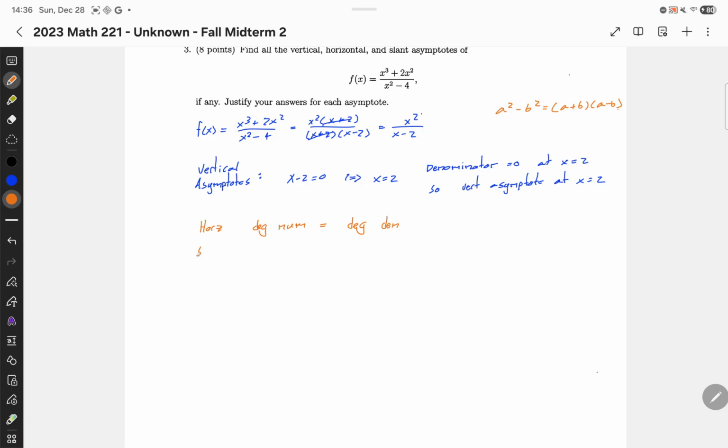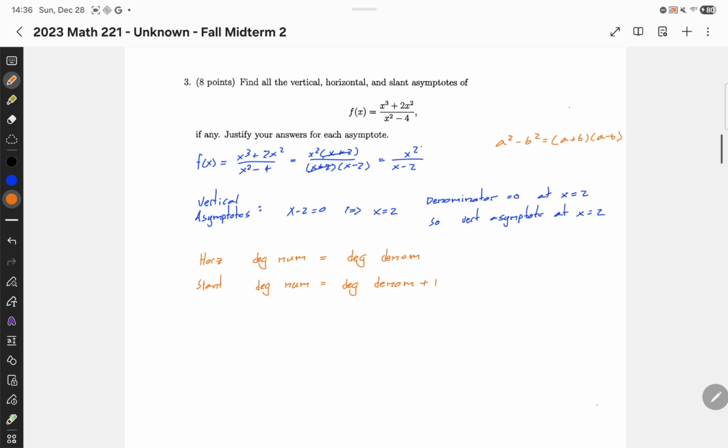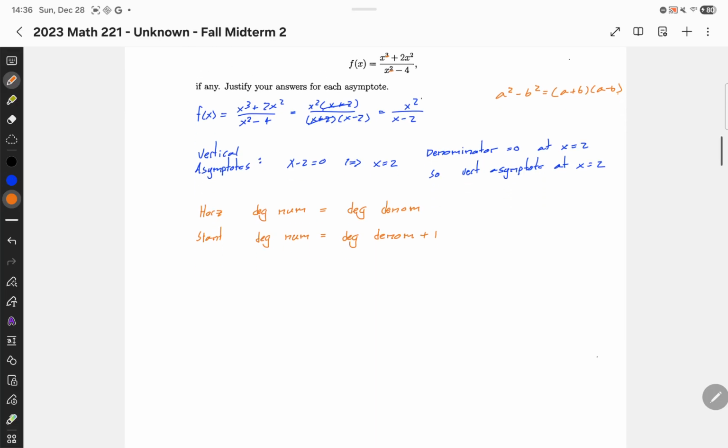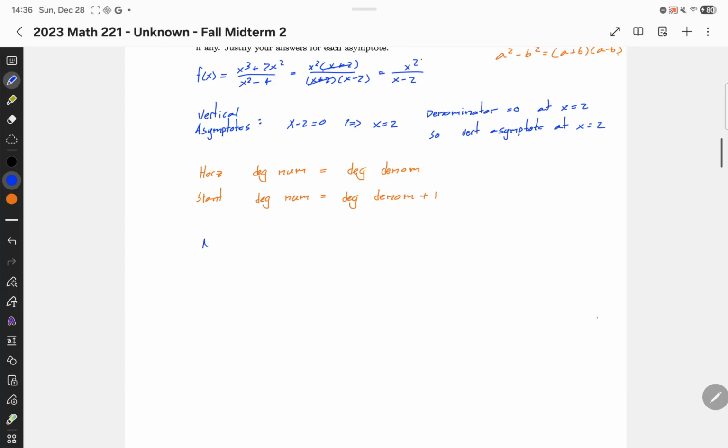And for a slant asymptote, the degree of the numerator has to be 1 more than the degree of the denominator. So it's the degree of the denominator plus 1. And so in this case, that's exactly what we have, right? We have the degree of the numerator, which is 3, that's just the highest power you have, is equal to the degree of the denominator, which is 2, plus 1. So first things first, let's say no horizontal asymptotes.